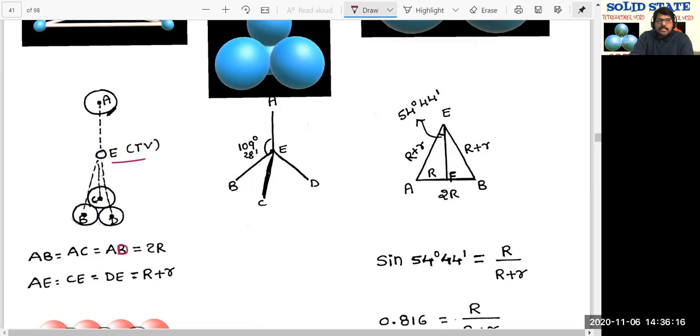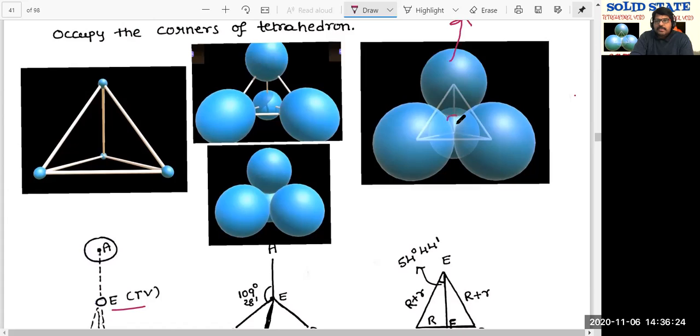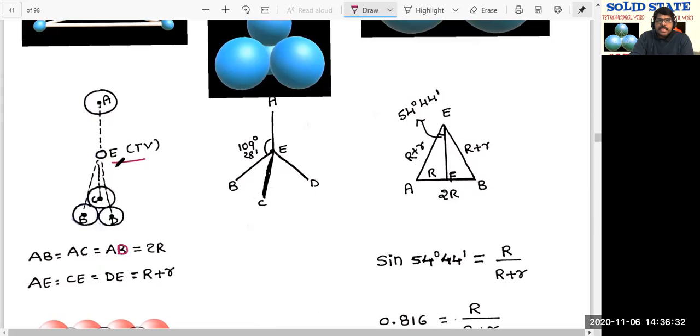Not only in this one, one more point: if you take AE, for example, if you place a void here, this distance we are talking about is AE. Not only AE, you can take CE, BE, DE, anything you can take, that is capital R plus small r. Capital R is the radius of the particle which is forming the lattice, and the small r is the radius of the tetrahedral void, right?